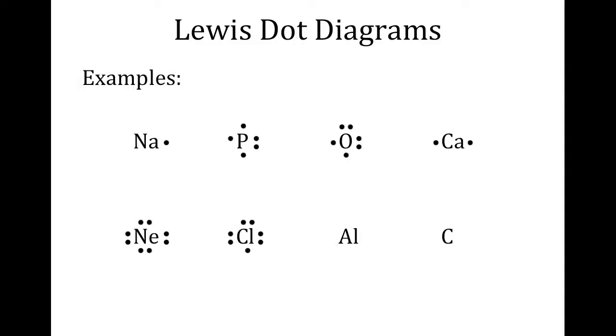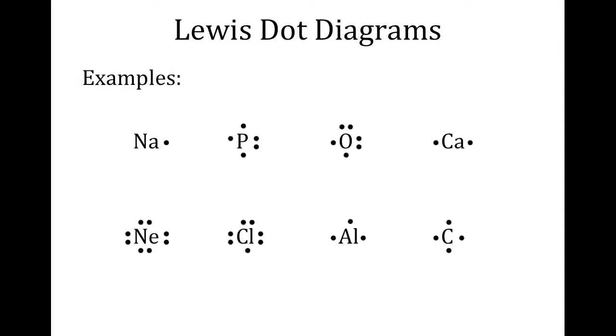So aluminum is in the 3rd group. It needs 3 valence electrons. So we have 1, 2, 3, all on different sides. Carbon is in the 4th group. It needs 4 electrons, so we just give them 1 on each side. 1, 2, 3, 4. Okay.